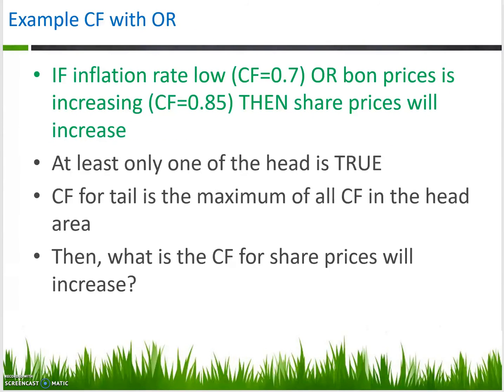How about OR? If it's OR, that means only one of the head parts needs to be true, at least one. And the CF value for the tail part is the maximum among the head parts. So for this case we have 0.7 and 0.85. Because it's OR, we will take CF 0.85 to say that the share price will increase.